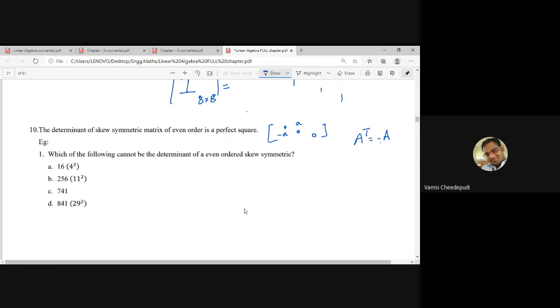Determinant, exactly how much it is, I cannot say, but I can tell you it is a perfect square. Perfect square means it can be 1, it can be 4, it can be 9, it can be 16, it can be 25, it can be 36, but it cannot be 37, 38, 39 like that.